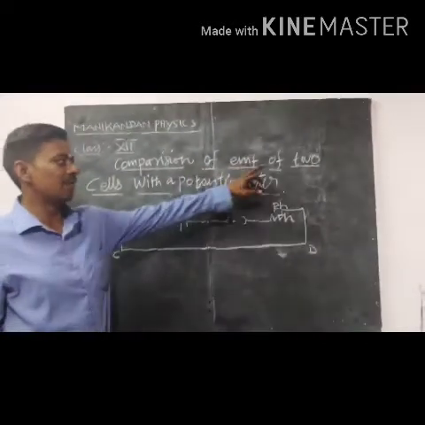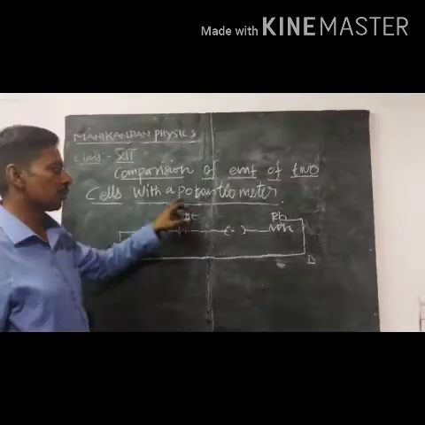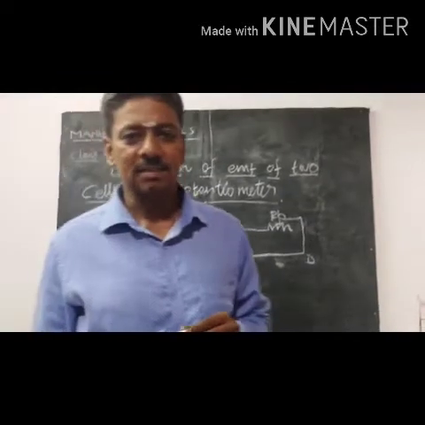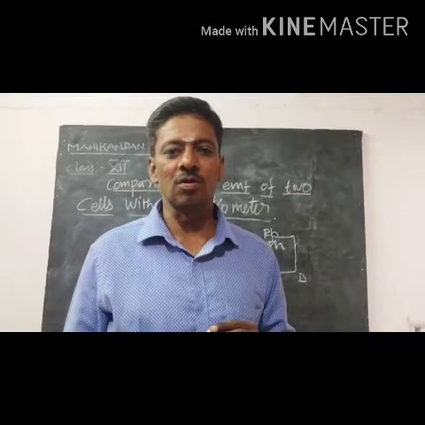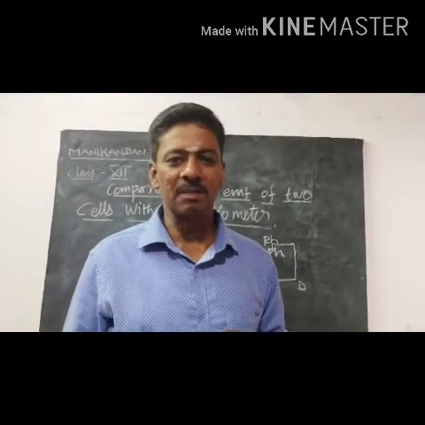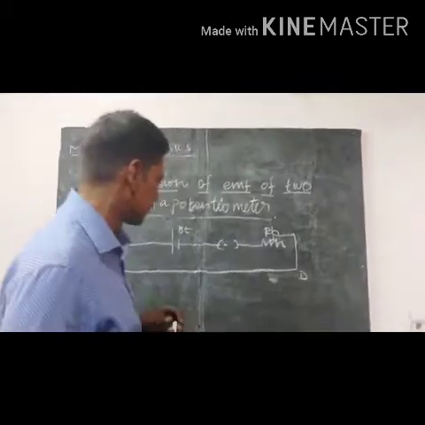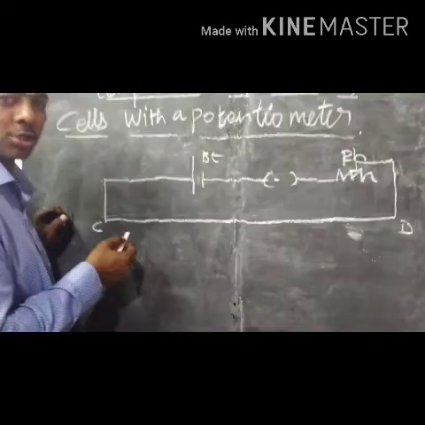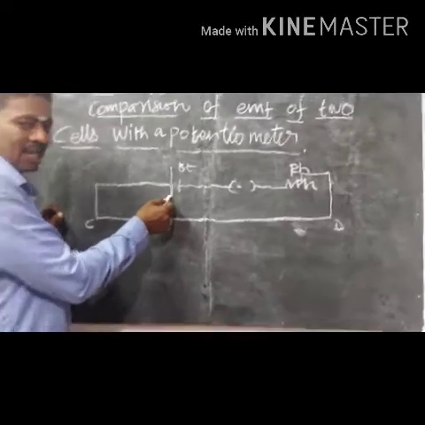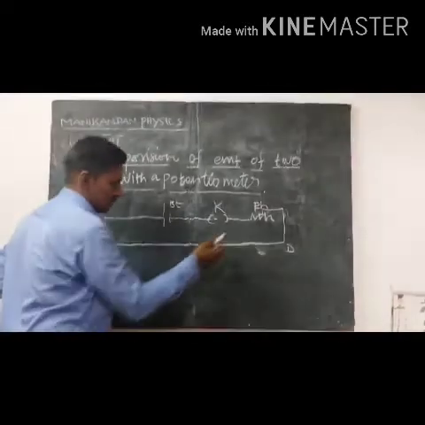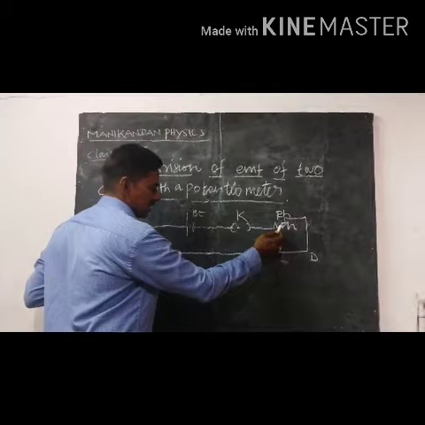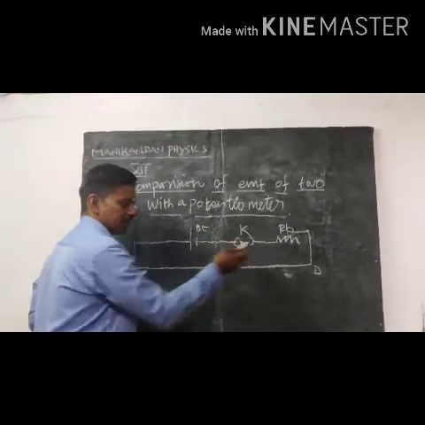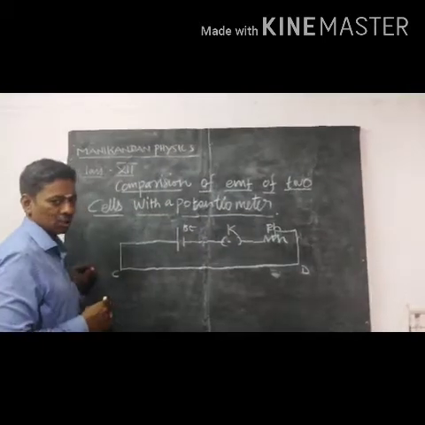Comparison of EMF of two cells with a potentiometer. To compare EMF of two cells by using potentiometer, we have to follow the circuit diagram. The circuit diagram consists of CD, which represents the potentiometer wire, battery, key and rheostat. Battery, key, rheostat and CD, the potentiometer wire, are all in series, which makes the primary circuit.